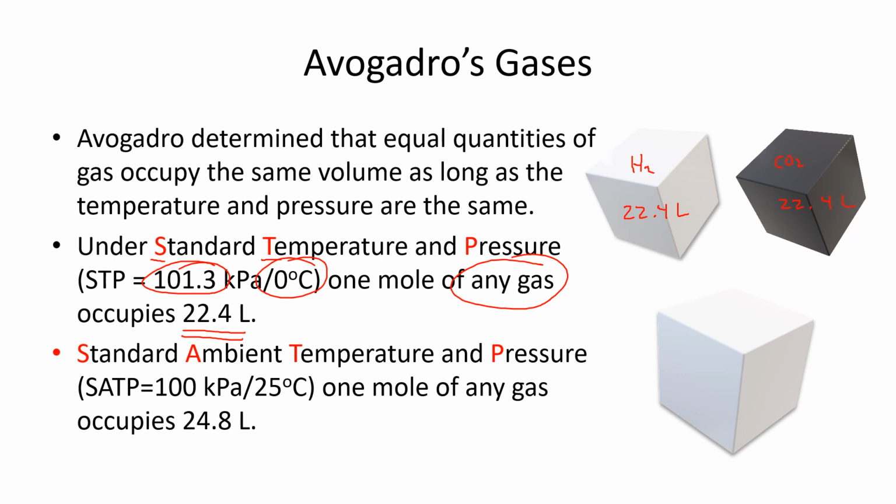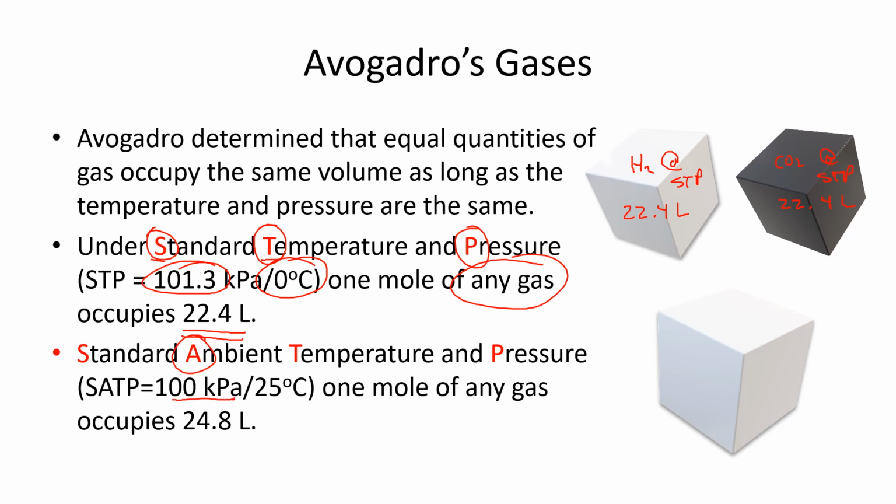The size of the particles are so tiny compared to the spaces that the volume will be the same. So this only works at STP, and that stands for standard temperature and pressure. Now another standard that was also used is standard ambient temperature and pressure.